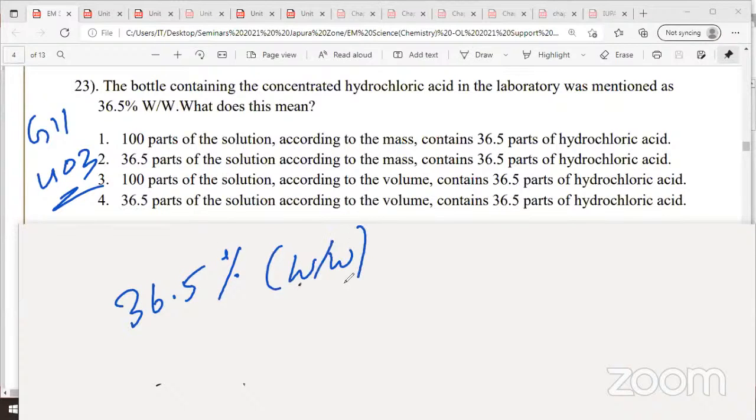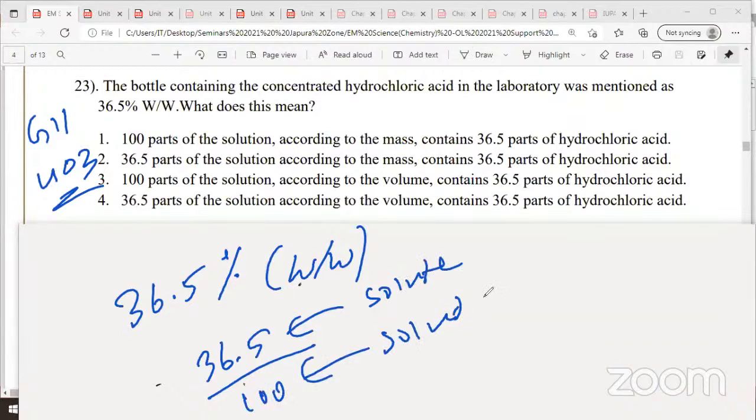36.5% W/W means what? First answer: 100 parts of solution contain 36.5 parts of hydrochloric acid. 36.5 is the solute, and 100 means it is the solution. Hydrochloric acid 36.5 grams is present in 100 grams of solution, not solvent.